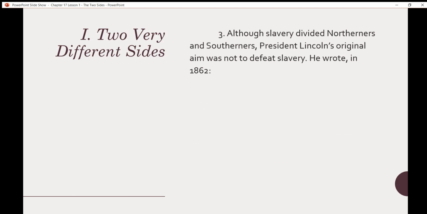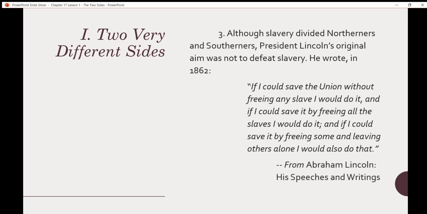Although slavery divided Northerners and Southerners, President Lincoln's original aim was not to defeat slavery. He wrote in 1862, "If I could save the Union without freeing any slave, I would do it. And if I could save it by freeing all the slaves, I would do it. And if I could save it by freeing some and leaving others alone, I would also do that."